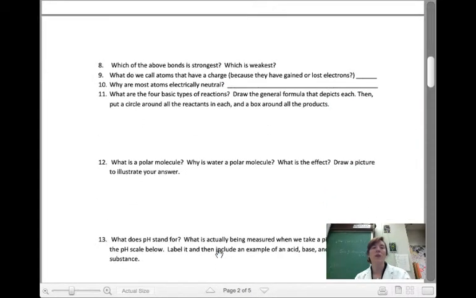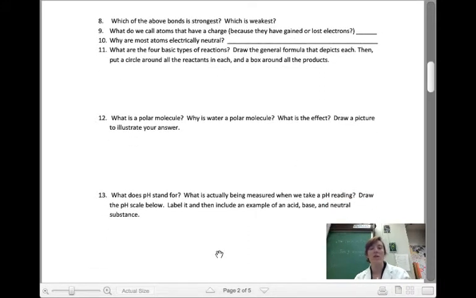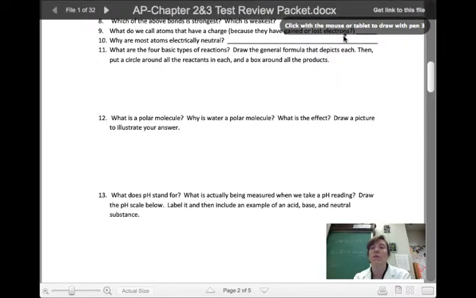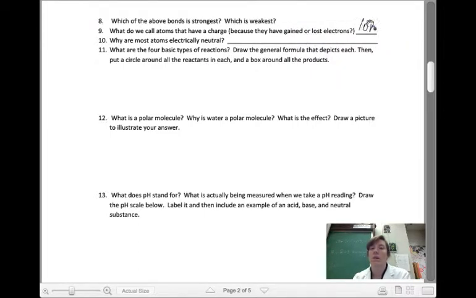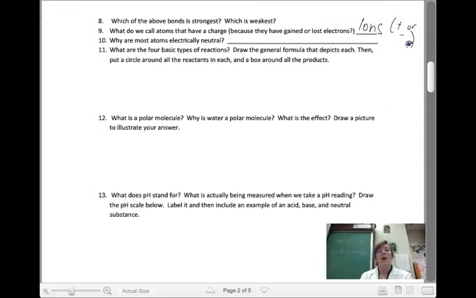So number 9, what do we call atoms that have a charge because they have gained or lost electrons? So atoms that have gained or lost electrons are called ions, and ions then can be positive or can be negative, so they can be either one. I'm going to put positive or negative. But most atoms are not ions.